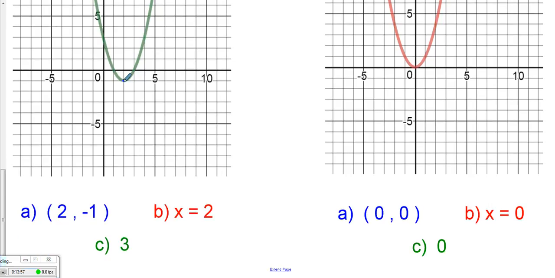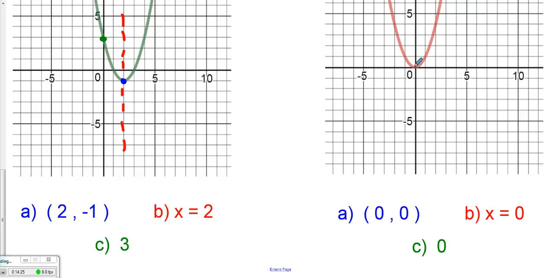Here again, we find our vertex, the place where everything's stemming from, at 2, negative 1. That means the axis of symmetry is the line x equals 2. It's the x value of our vertex. And lastly, you can see that it goes through the y-axis here at 3. So our y-intercept is 3.